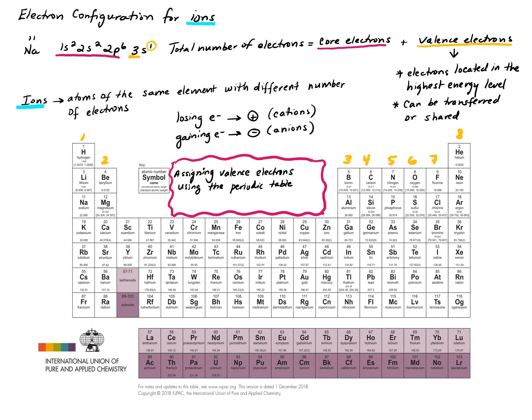Before starting talking about electronic configuration for ions, let's review what ions are. Ions are atoms of the same element with different number of electrons. When you have your elements as they are in the periodic table, they are neutral. Neutral elements have the same number of protons and the same number of electrons. Your protons are positive charges. The electrons are negative charges. So if you have the same amount of positive and negative charges, they will cancel out.